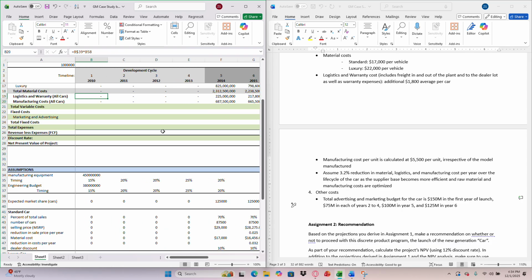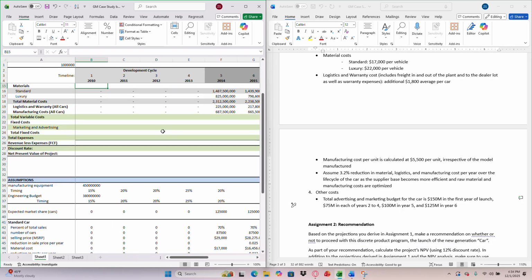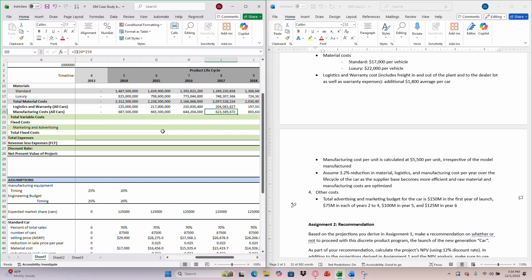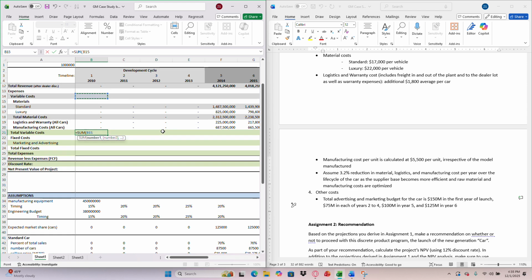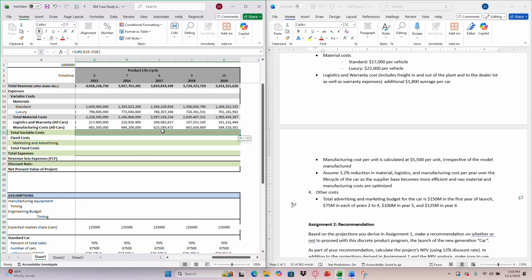Very nice. Now we want to see what our total variable costs are. Let's make sure this is decreasing here. Yep. All right, we're good. Just do a little sanity check. Make sure you sanity check yourself as you go. And our variable costs are going to be our total material costs, our logistics and warranty costs, and our manufacturing costs. So just these 3 things, even though we added up more. And that is going to be our total variable costs.